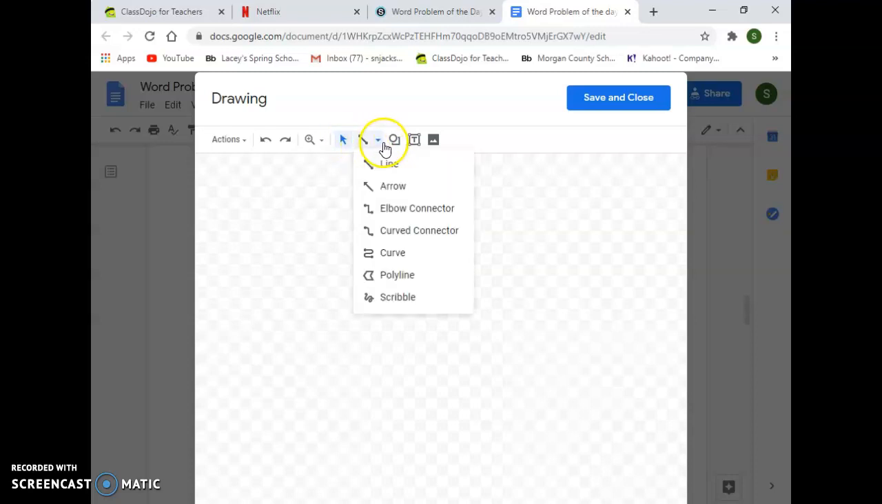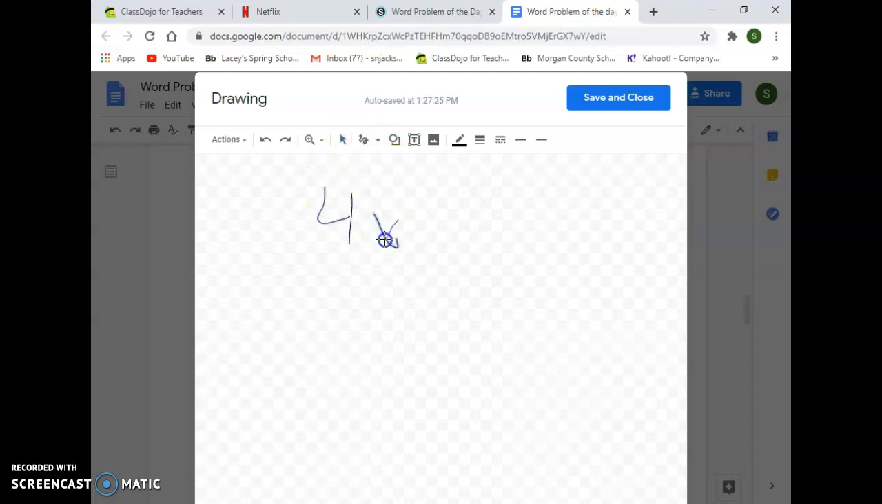I could have thought of this as 4 times what? It's my question mark. Equals 16. So we're looking for that missing number. Now, if I know my multiplication facts, I know that 4 times 4 equals 16, and that would have told me that I need 4 tables to sit that family.